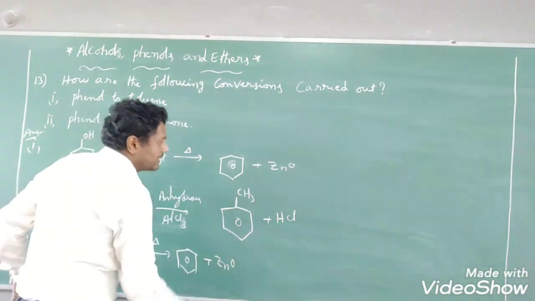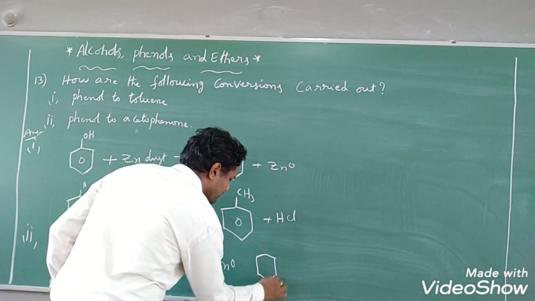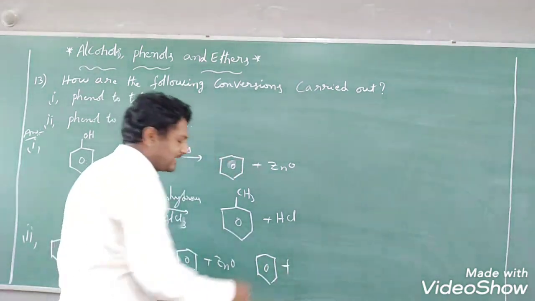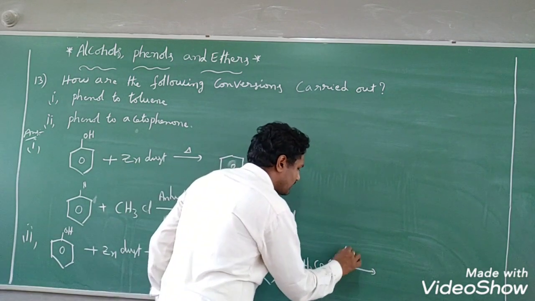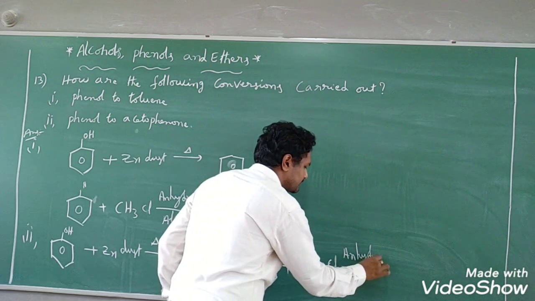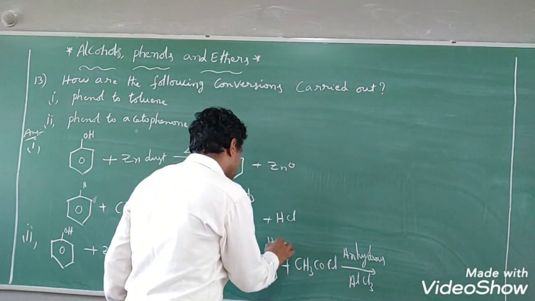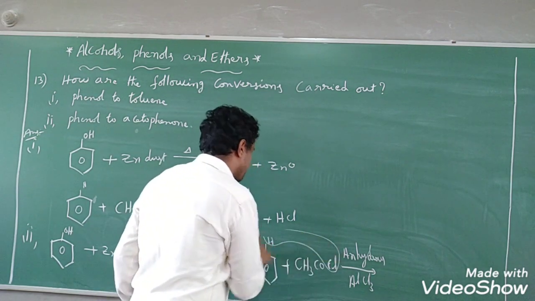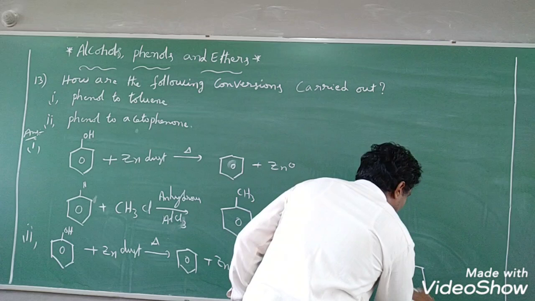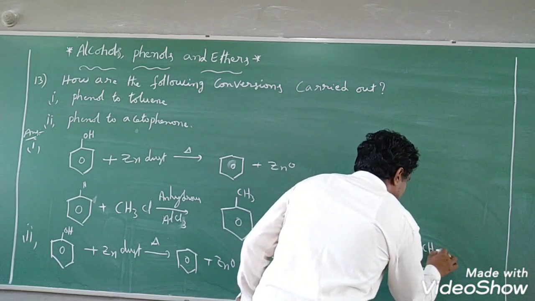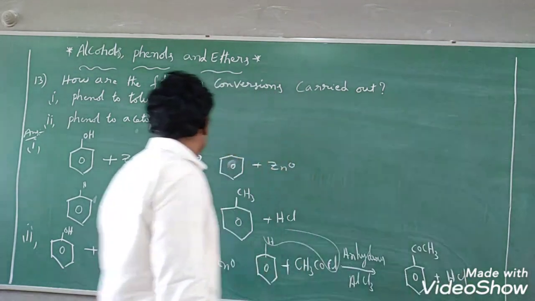plus zinc oxide, right? Now you take this benzene, one more reaction I am writing here. This benzene is treated with acetyl chloride in presence of anhydrous aluminum chloride. Then what will happen here? Here also HCl is a byproduct. H and Cl liberate in the form of HCl. COCH3 will attack on the carbon of benzene, right? Then acetophenone will be obtained, plus HCl.